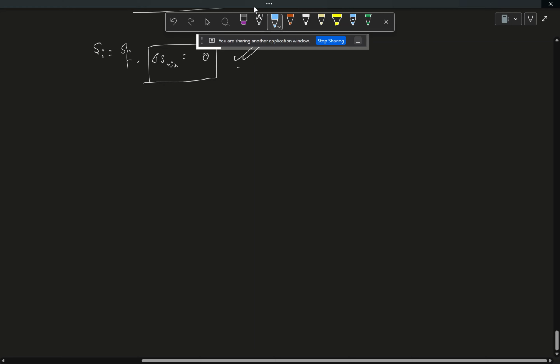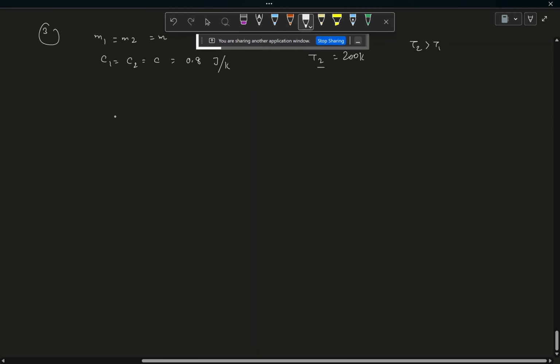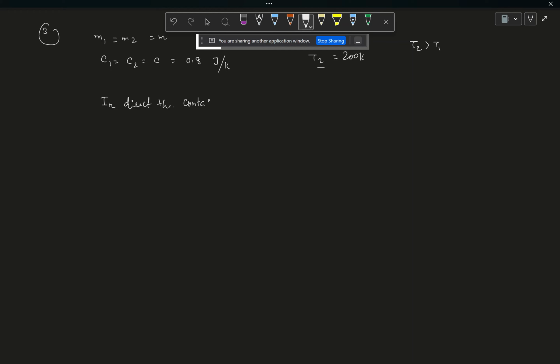So this is question number 3, which is saying that both the bodies have the same mass, M1 equal to M2 equal to M, and they have the same heat capacity, C1 equal to C2 equal to C, which is 0.8 joule per Kelvin, right? And temperatures are different, T1 equal to 100 Kelvin and T2 equal to 200 Kelvin. So this is the cold body and this is the hot body, T2 is greater than T1. Now when they are in direct thermal contact, there will be a thermal equilibrium reached after some point.